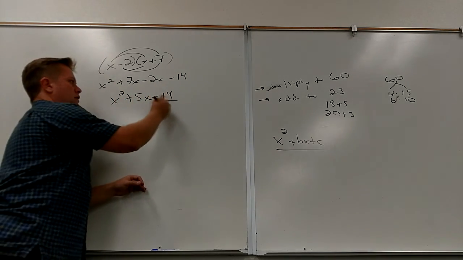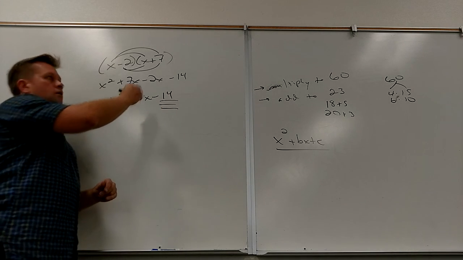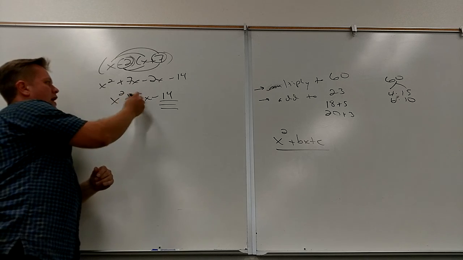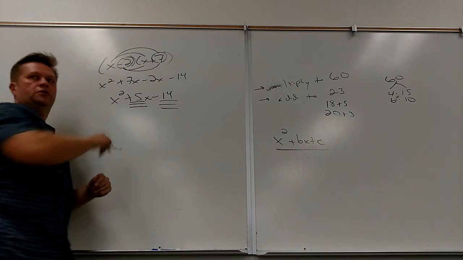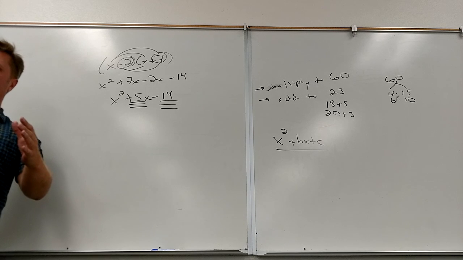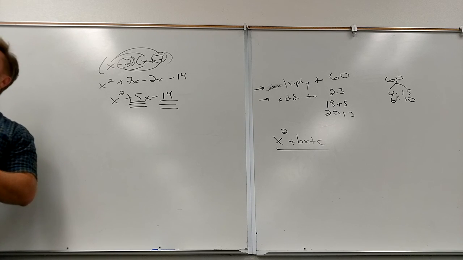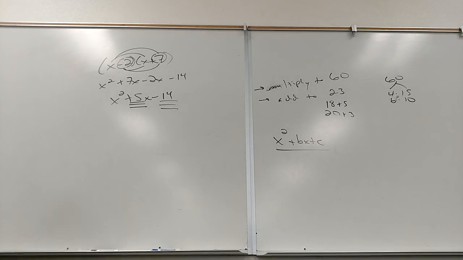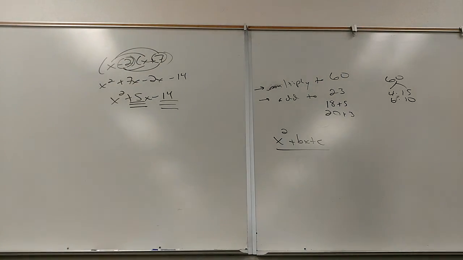Where did negative 14 come from? These two numbers multiplied. Where did the 5 come from? These two numbers added. Intriguing. All right. So, don't worry. I want this to help you make a connection yourself, and then I'm going to come back in and make sure that connection was made.